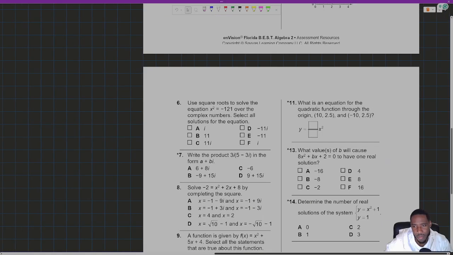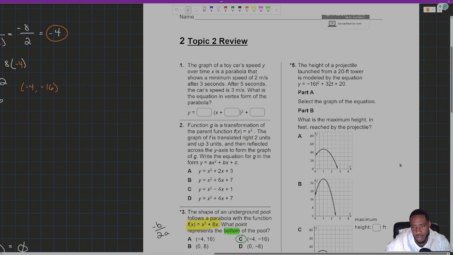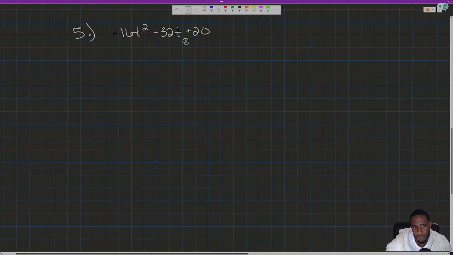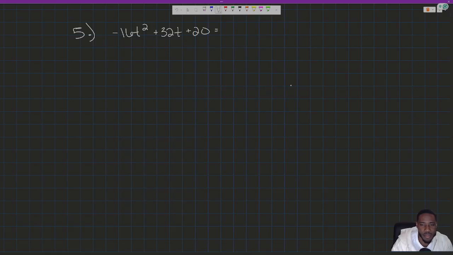This is number 5. So negative 16t squared plus 32t plus 20. Let me triple check that to make sure that is correct. Yes. All right. And that's equal to f of x.